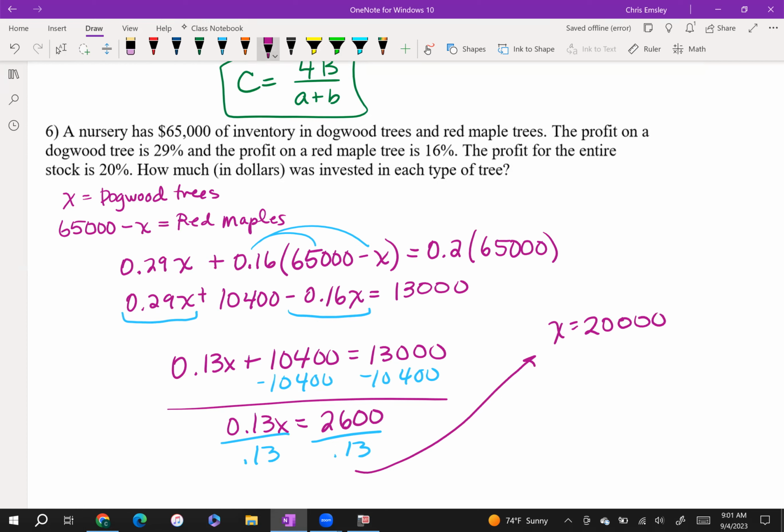So look back at the top. We said X was going to be the amount we have in our dogwood trees. The question is how much is invested in each type of tree. So for the maples, we have to do that quick little calculation. And that means that we have 45,000 in maple trees.